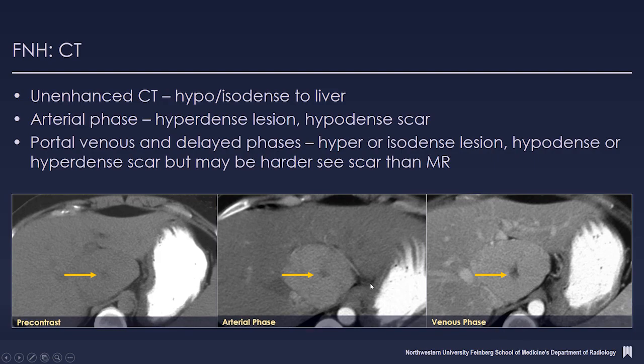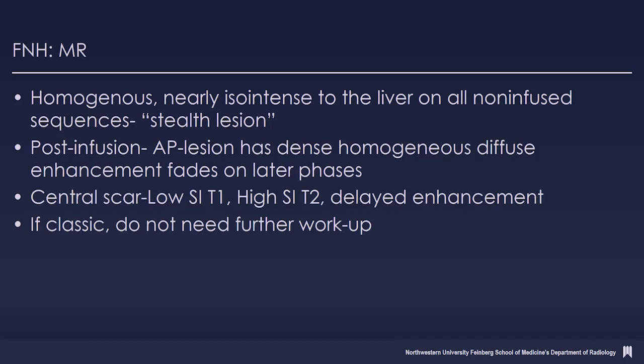Unlike MR on CT, you don't always see the central scar, and often you don't see the central scar enhancing, and it may be harder to see the scar than it is on MR. So these are referred to as stealth lesions because on all imaging modalities they can look similar to the liver, but in my experience, as I mentioned, a lot of times they're a little bit different.